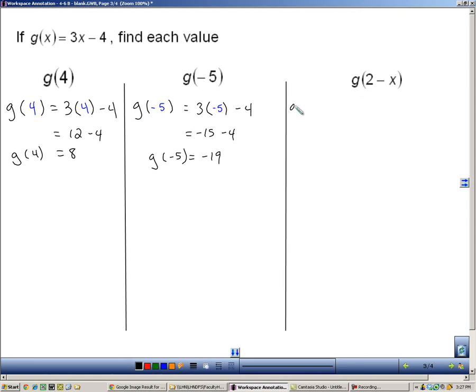Over here, g of 2 minus x. Stick with the color. Instead of an x, I put whatever's in the parentheses in for x. So now I'm going to put a 2 minus x in that parenthesis, and then do some algebra. You'll notice the distributive property has to work here. 3 times 2 is 6. 3 times negative x is negative 3x, minus 4. I see like terms that are on the same side. And 6 minus 4 is 2, so we get negative 3x plus 2. And that's what g of 2 minus x is.